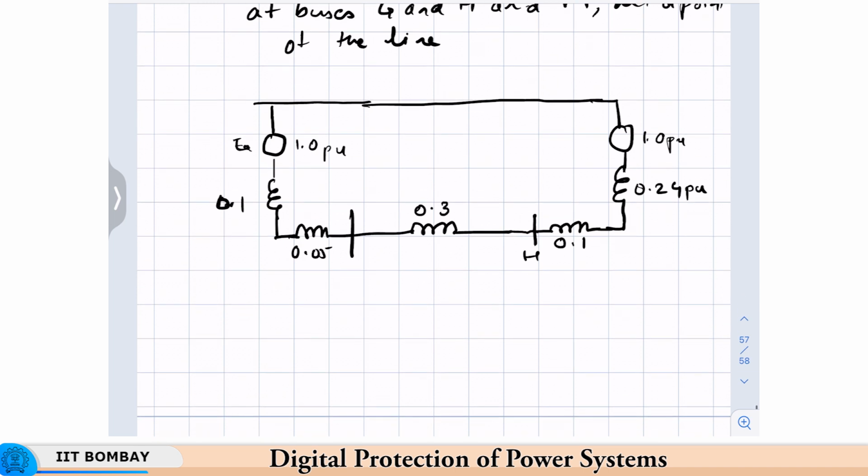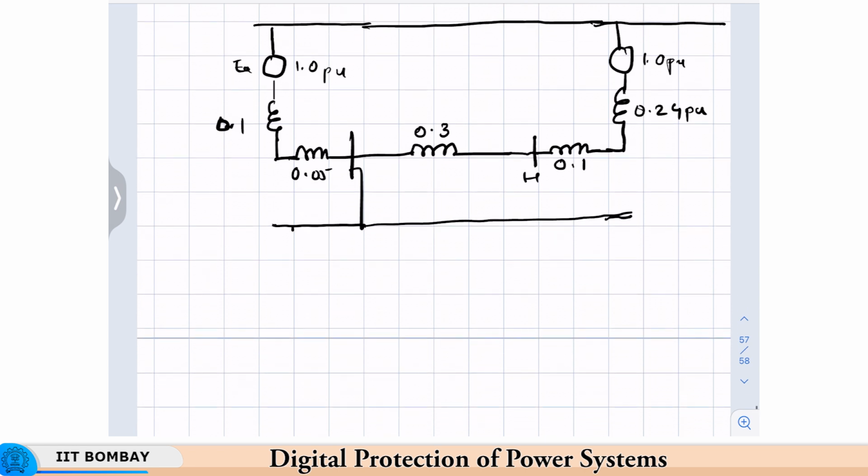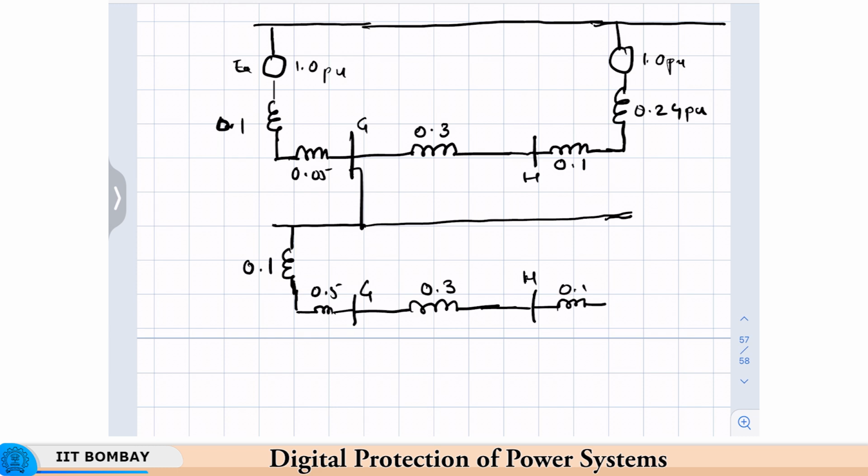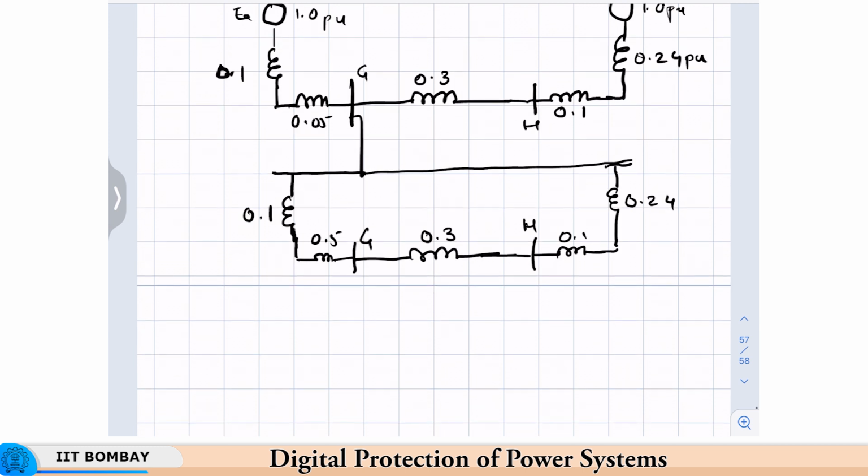Okay. Now the negative sequence will be the same, except that you can just connect this to the negative sequence source, and there are no voltages here in this case. So this will be 0.1, 0.05, 0.3. I'm sorry, this is G, and this is H, 0.1 and 0.24. All are in per unit. I am not writing that it is in per unit.